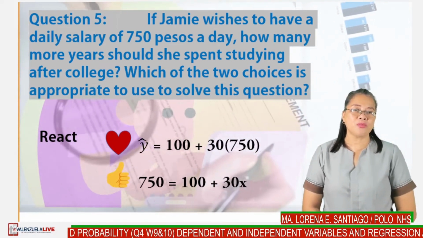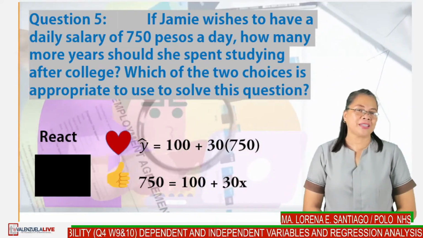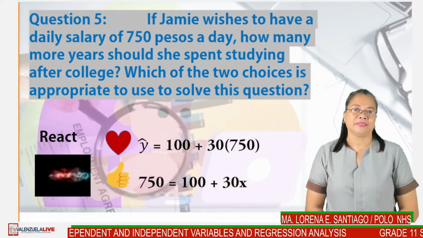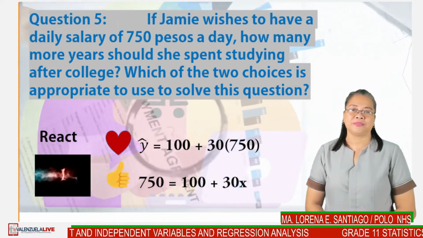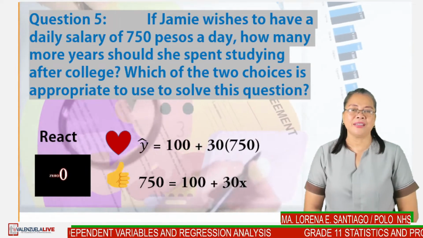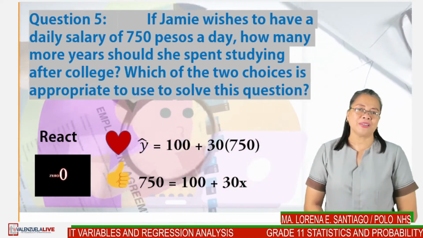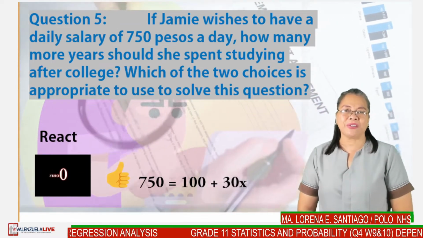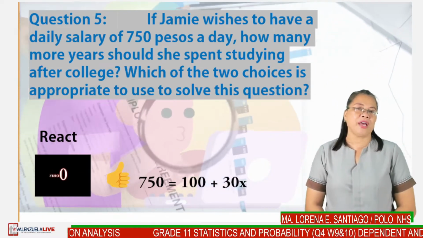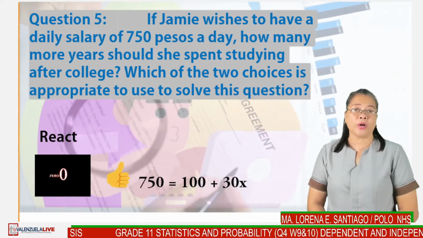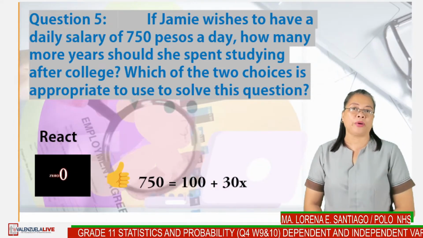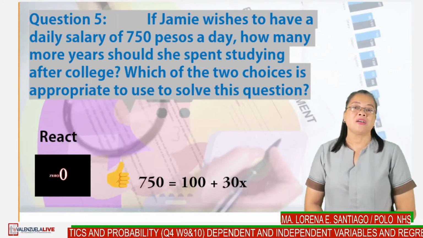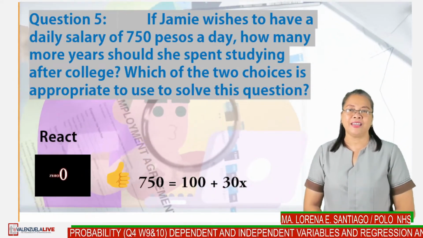Have you chosen which one? Let's extend the timer for 5 more seconds. Okay, what's your answer? Did you answer a thumbs up? Then you are correct. Remember that 750 pesos is our y hat, which means that is our expected salary after spending more years in college. Okay?